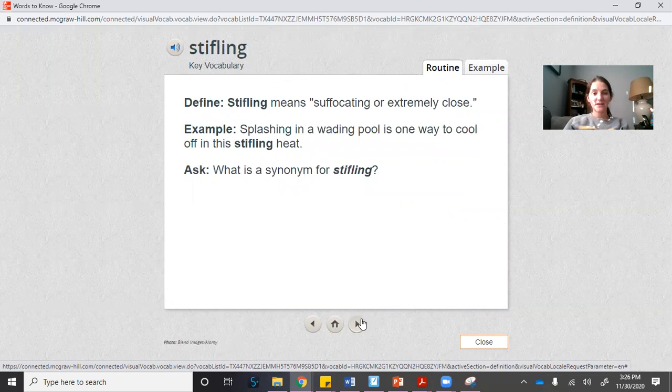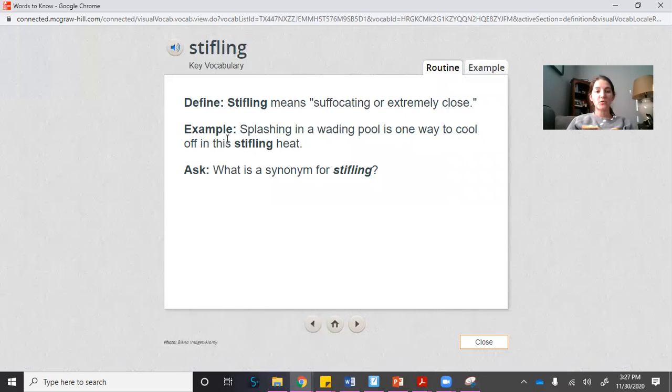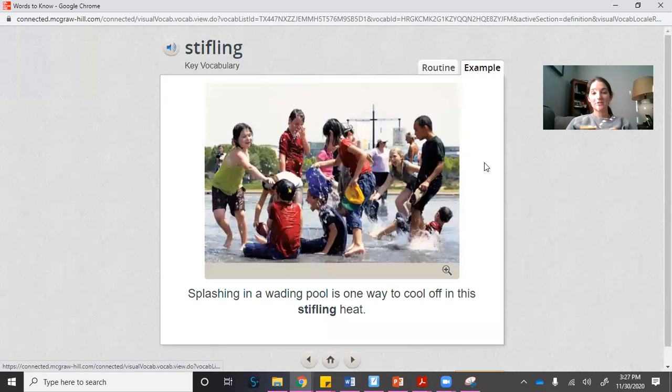Next word is stifling. Stifling means suffocating or extremely close. Splashing in a wading pool is one way to cool off in this stifling heat. Okay, so stifling wouldn't be comfortable, right? It wouldn't be in the winter, it would be in the summer. So suffocatingly extremely close. So stifling heat would be, you'd probably be really humid if you're thinking about Nebraska weather. So synonym for stifling, extremely close. I would say think of claustrophobia when you think of something that's too close. So the one way to cool off is to be near water when there's stifling heat.